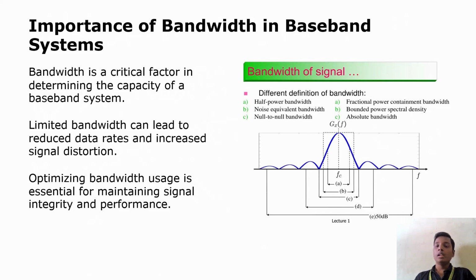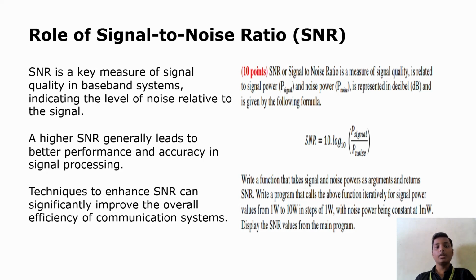Different definitions of bandwidth: half power bandwidth, noise equivalent bandwidth, null to null bandwidth, fractional power containment bandwidth, bounded power spectral density, absolute bandwidth. Role of signal to noise ratio, simply called SNR.